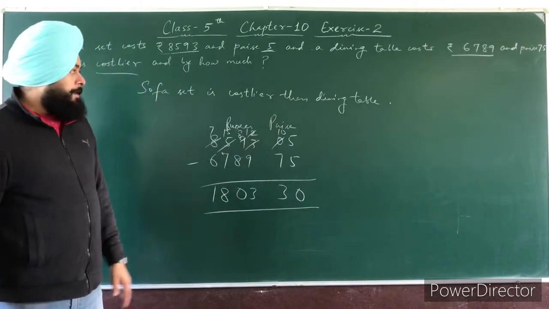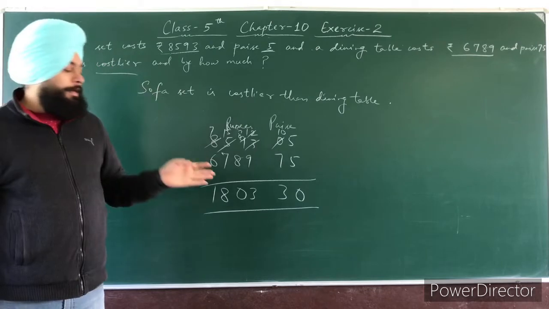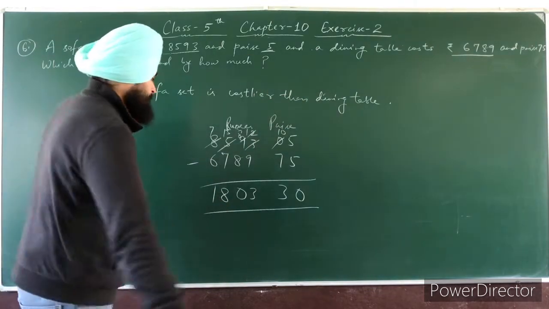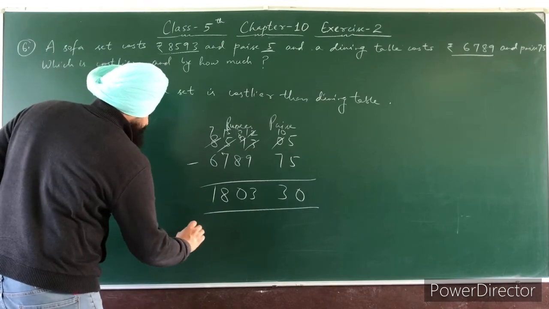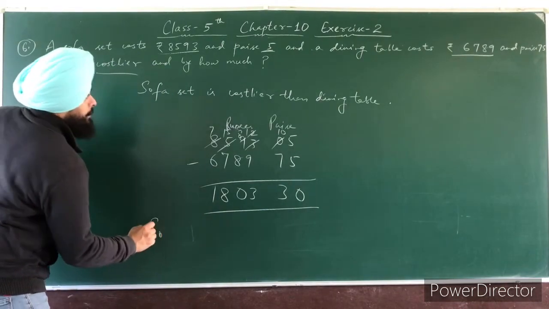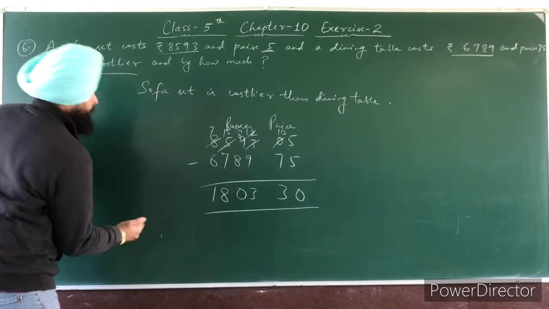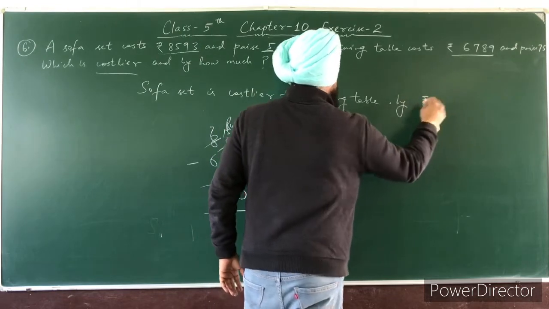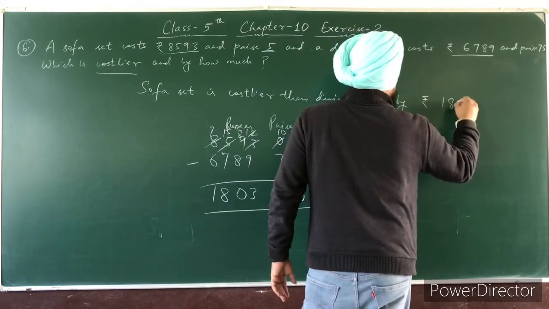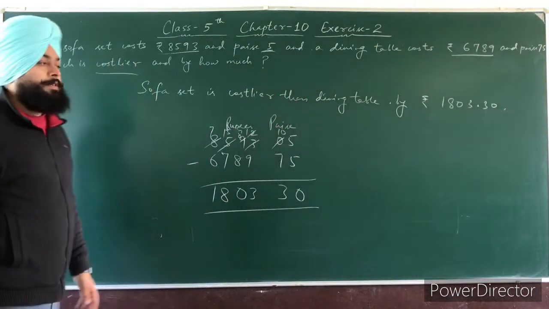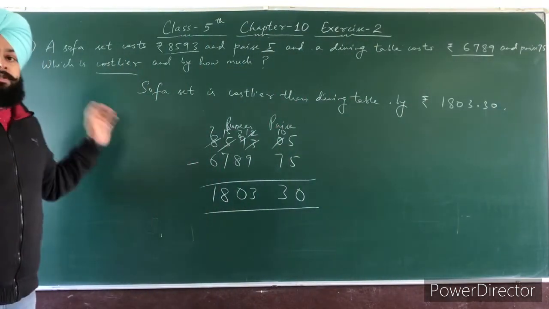So the cost of the sofa set is this much amount more than the cost of the dining table. So right here you can write the sofa set is costlier than dining table by rupees 1,803 and 30 paise. Clear students? So this is the question number 6.